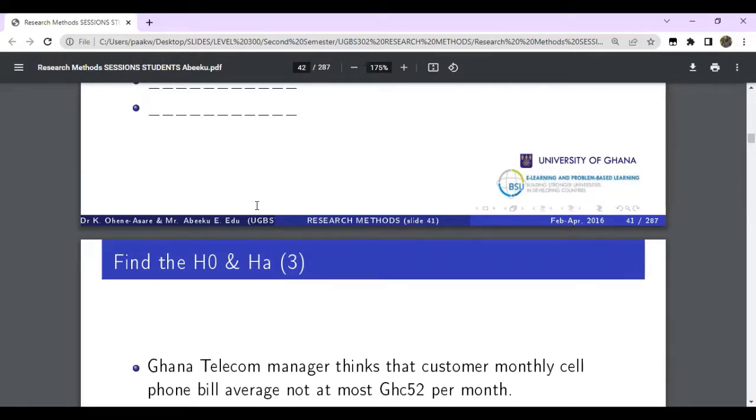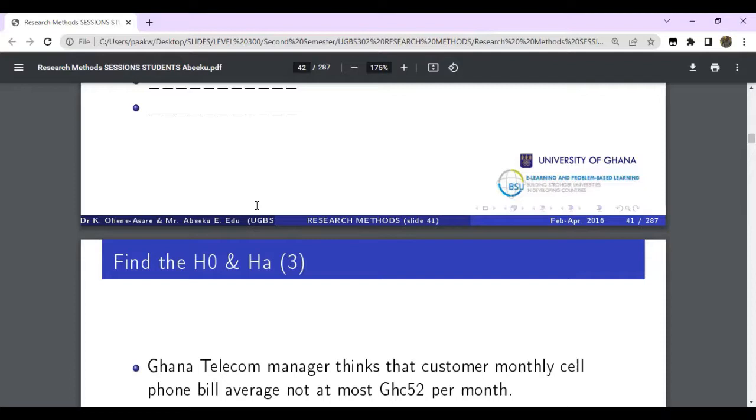Ghana Telecom manager thinks that customer monthly cell phone bill average is not at most 52 cedis per month. Forget about the "not". So which words do I see?